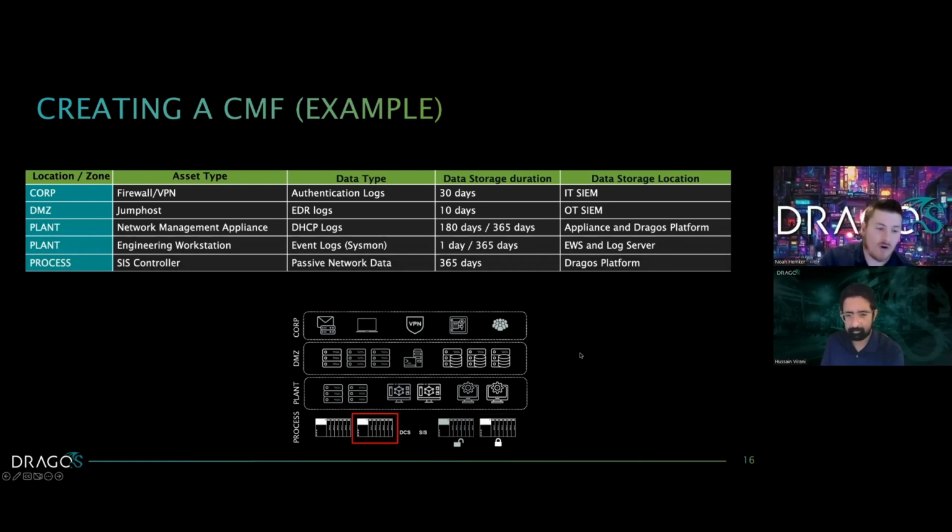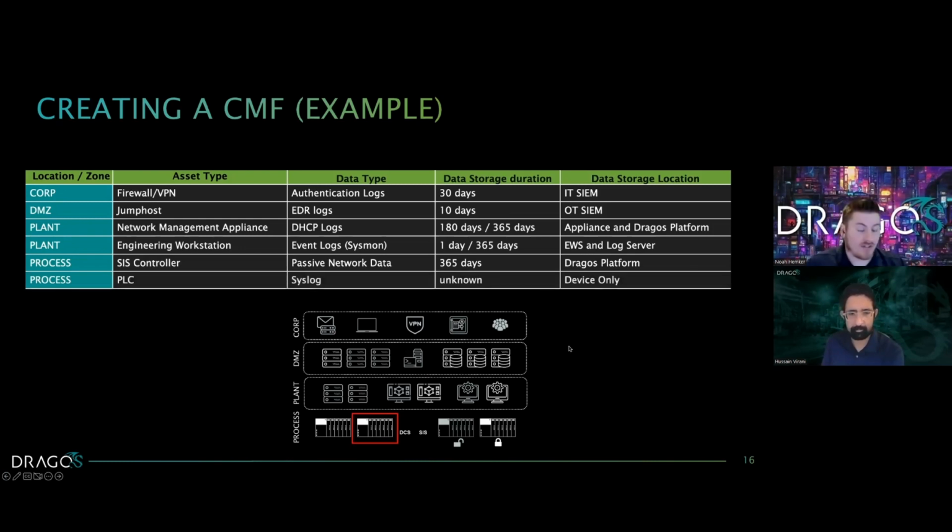And then, of course, we have our lowest level devices, that process layer, or Purdue level 1 and 0, where you have that SIS, the safety instrumented system controller. It's going to protect that process from reaching a limit. It's like a fuse. One thing to note with this is it's passive network data. If you have the Dragos platform, it's capturing it and it goes back a year. And then at the lowest level, a PLC, it's probably producing a syslog type. Maybe it can be exported, maybe it's not, but that's something that we need to answer.